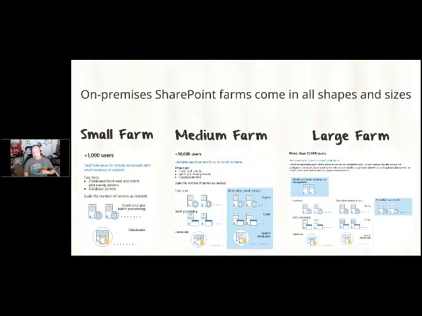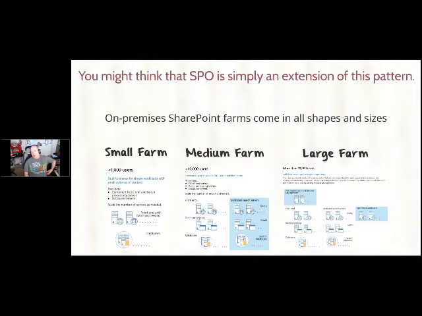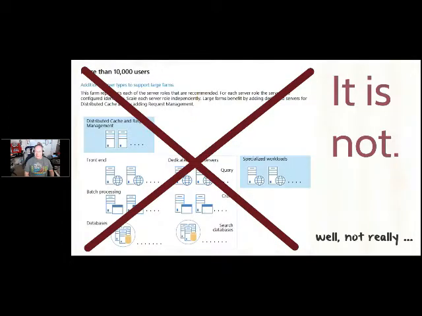And of course, as everybody knows, SharePoint scales out and scales up very nicely. As we start to get to larger and larger numbers of users, our farm architectures start to sprawl out. And it's not uncommon to have a couple dozen servers in a SharePoint farm, particularly if you are dealing with high availability scenarios and redundancy and those sorts of things. So it might be easy to think that SharePoint Online, and you'll see this SPO all the time, I'm talking about SharePoint Online, is simply an extension of this pattern. And the truth is it isn't, or at least not really.